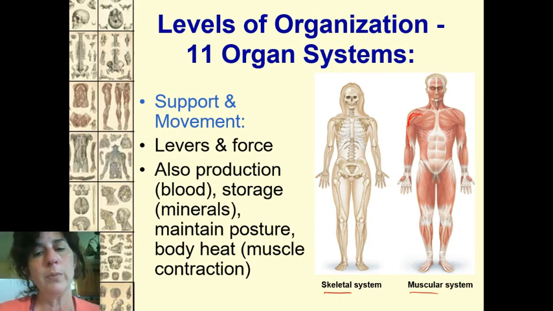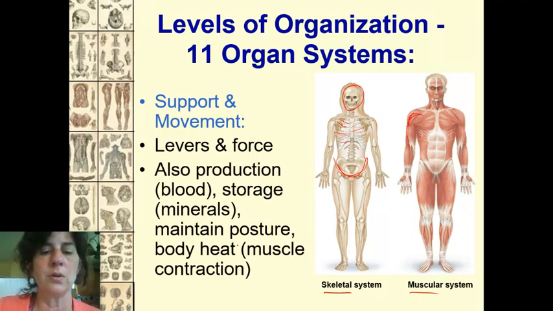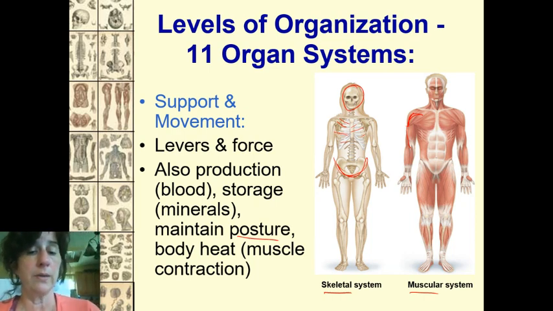But in addition to that, your skeletal system produces blood, and it stores minerals. It protects, so you've got the cranium right here that protects your brain. You've got the thoracic cavity right here with the rib cage that protects your heart and lungs. You even have the pelvic cavity down here that helps protect and support your abdominal organs. So protection and support. You've got posture, like sitting upright.